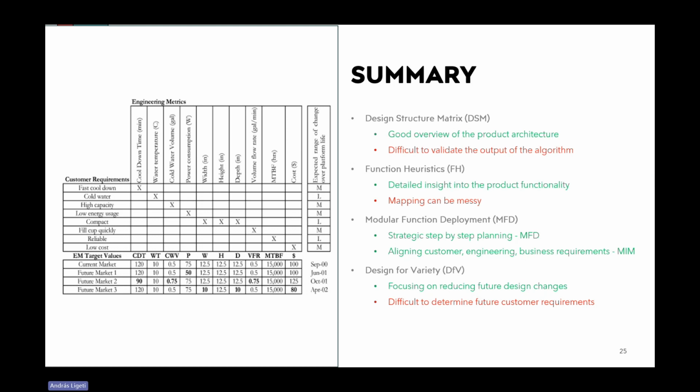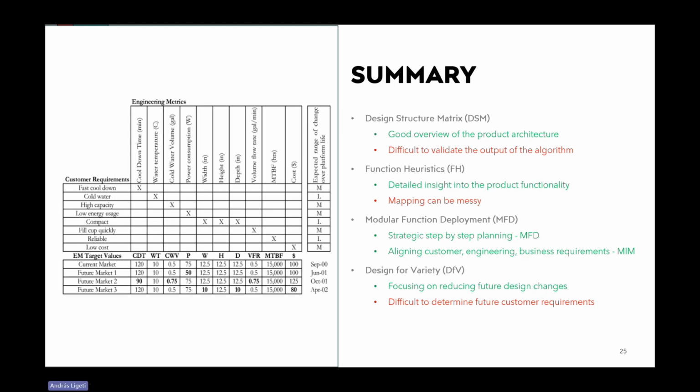The second one was function heuristics. It gives you a detailed insight into how your product works and what the functions of your product are. But the mapping can be quite difficult and messy. So if you want to map the whole product, then it can be a little bit too difficult in some cases. So that's again a con for using this tool.